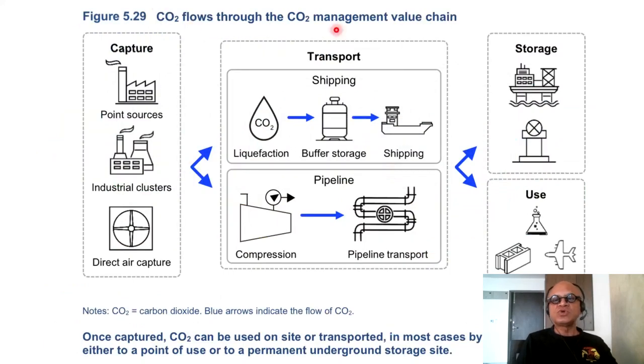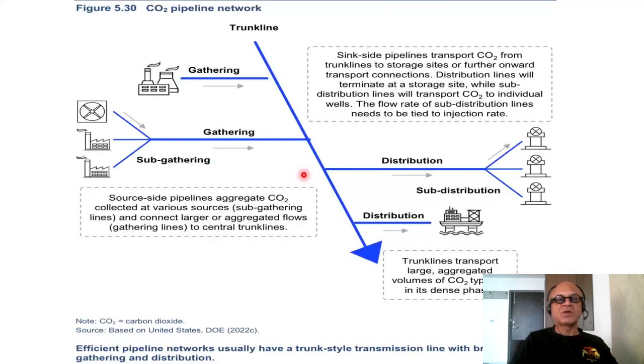CO2 flows through the CO2 management value chain, so there is capture at various sources, transportation, and storage and use. Once captured, CO2 can be used on site or transported in most cases by pipeline or ship, either to a point of use or to a permanent underground storage site. Remember again, these are technological promises on which we are relying.